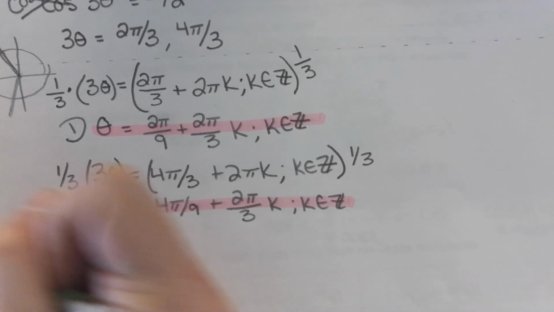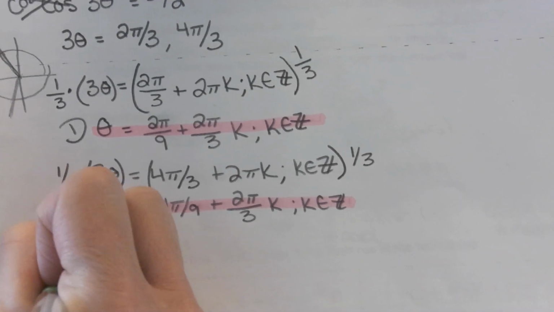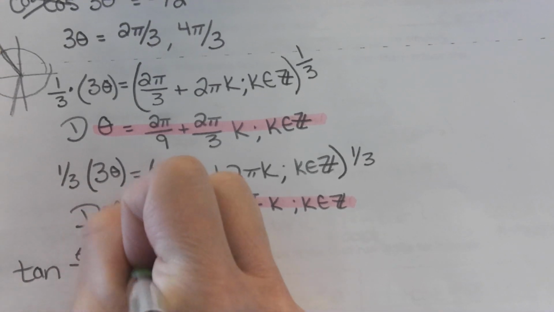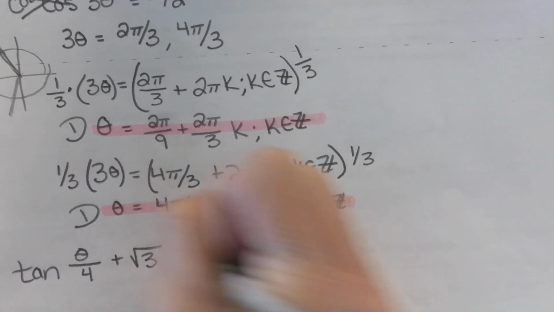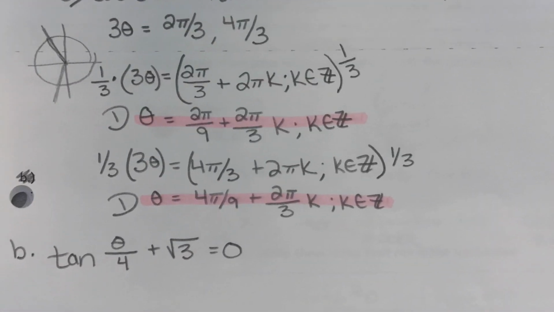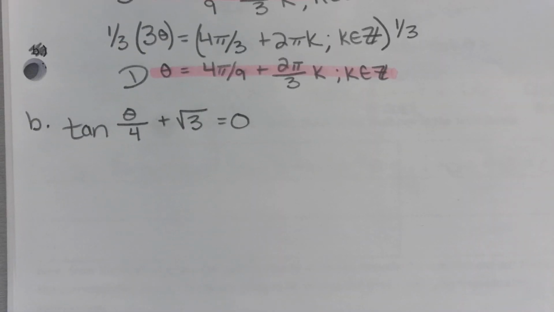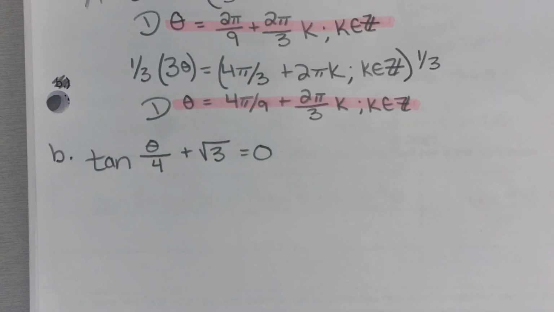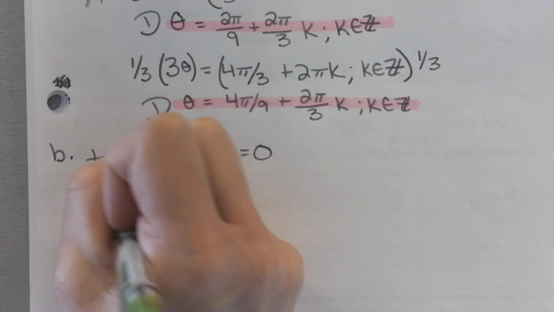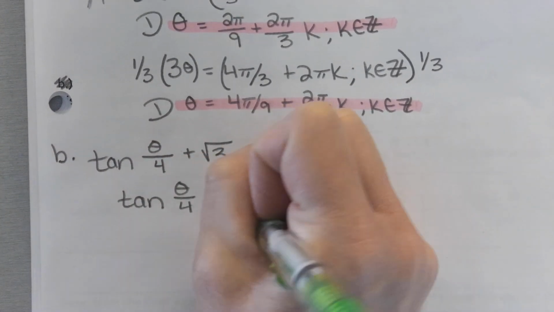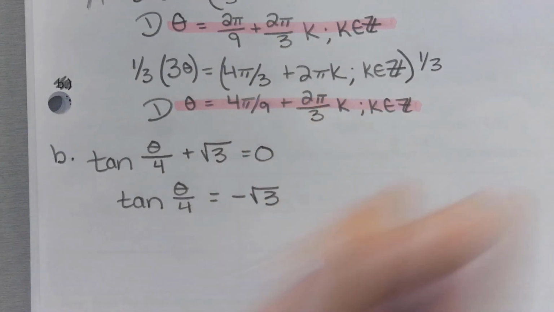I went over part B a little bit. Okay, tangent theta. We're only doing 2 examples. Plus root 3 equals 0. Okay. What would you do first to start solving for theta? Subtract root 3. Tangent of theta over 4 equals negative root 3.